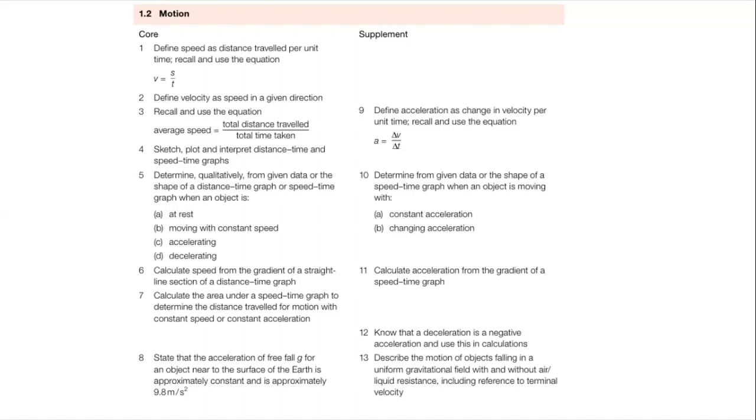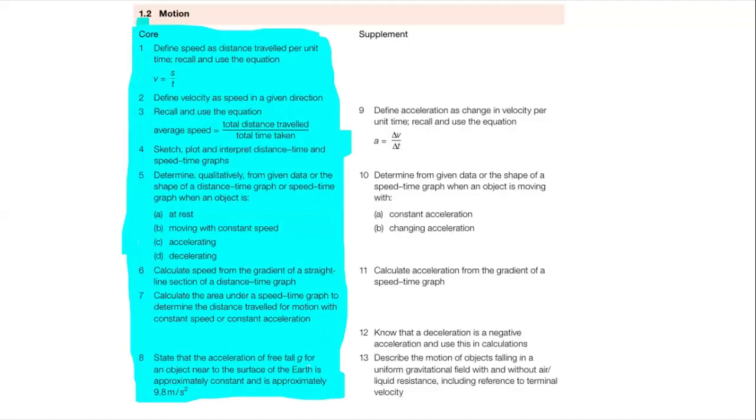8.1, state that the acceleration of free fall g for an object near to the surface of the earth is approximately constant and is approximately 9.8 meters per second per second. So the highlighted area is what we are going to talk about.